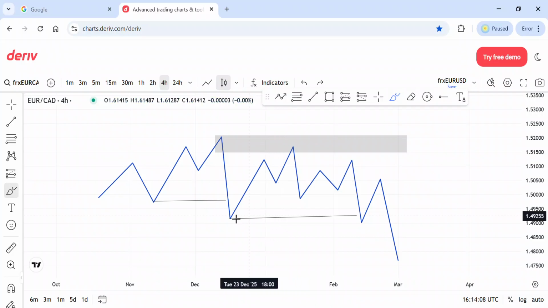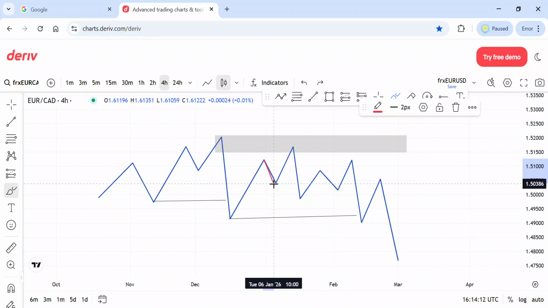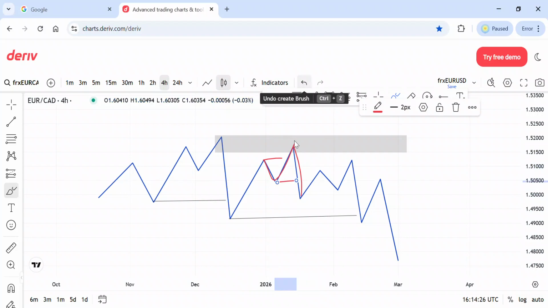Here, as we can see, the market makes a higher high, with a higher low on our lower time frame, then another higher high. Then this is a breakout structure to the upside. Then this higher low is not really a higher low, it's a CHoCH. But we are not talking about CHoCH here.